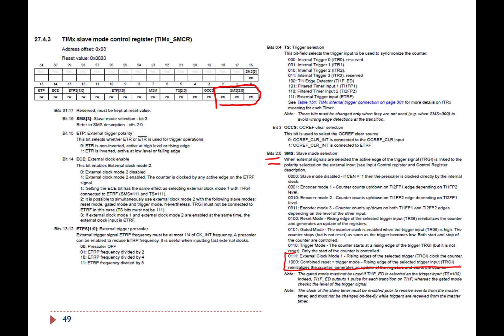And it says, rising edges of the selected trigger clock the counter. So, notice this is the slave mode selection. It says when external signals are selected, the active edge of the trigger signal is linked to the polarity selected on the external input. And so anyways, probably a little bit more complicated than it needs to be, but the point is rising edges of the selected trigger clock the counter.